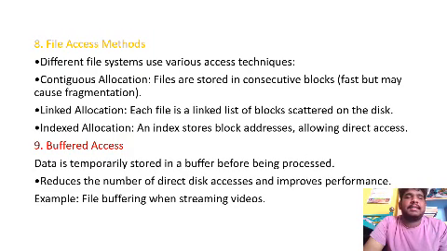File access methods. Different file systems use various access techniques: contiguous allocation, linked allocation, and index allocation are the file access methods. Contiguous allocation: files are stored in consecutive blocks, which is fast but may cause fragmentation. Linked allocation: each file is a linked list of blocks scattered on the disk. Index allocation: an index stores block addresses.